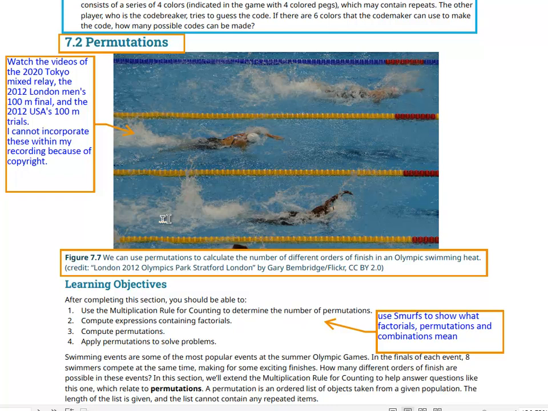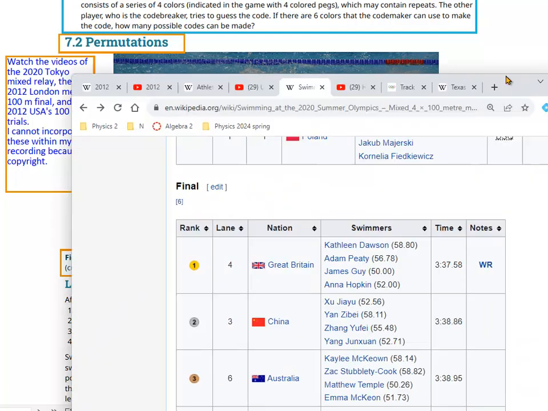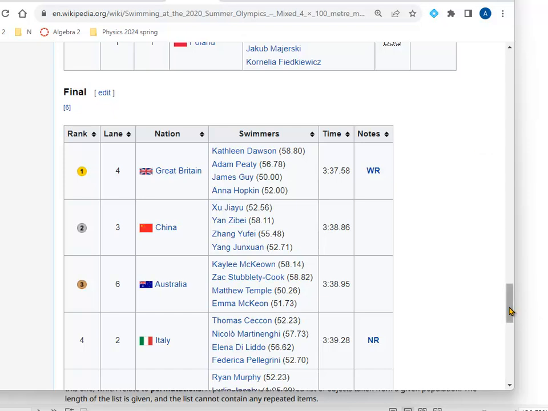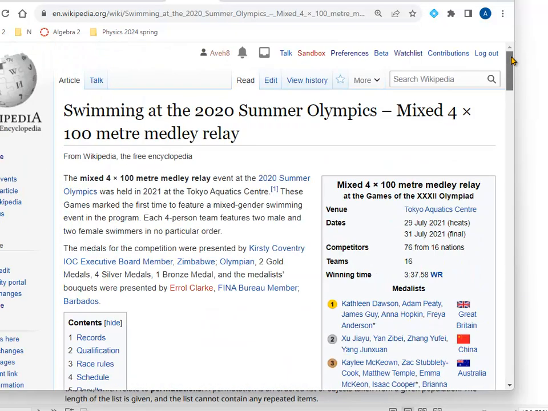picture here with the swimming. So, and what I said here in this box here, watch the videos at the Tokyo mixed relay and the London men's 100-meter final, and then the tryouts for the same Olympics actually. And again, I'm not allowed to share any one of those videos because of copyright issues. So I'm just going to show you these tables here.